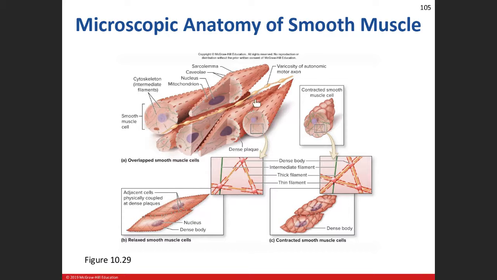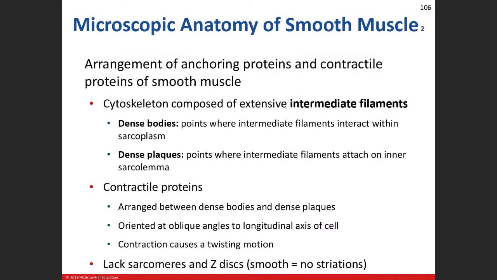Now, a lot of these smooth muscle cells, because of this configuration, are anchored to one another, and these intermediate filaments help with that. So we use these dense bodies, or dense plaques, excuse me, that help to anchor onto adjoining or adjacent cells. It's one of the many ways that we can actually increase the ability for a contraction.